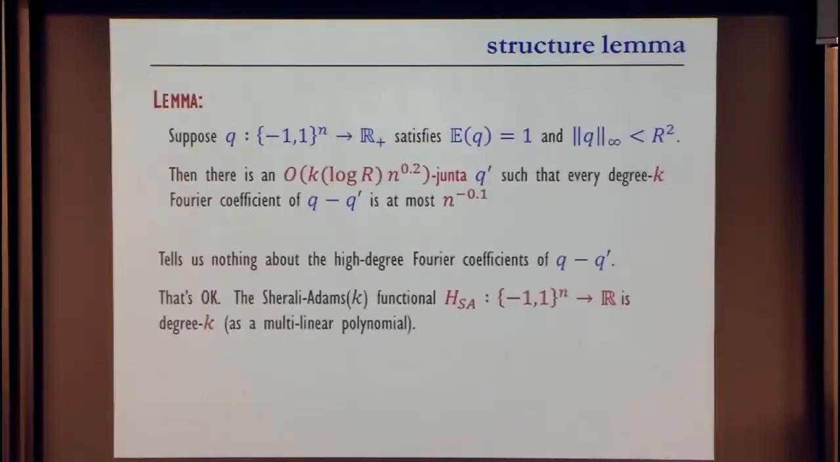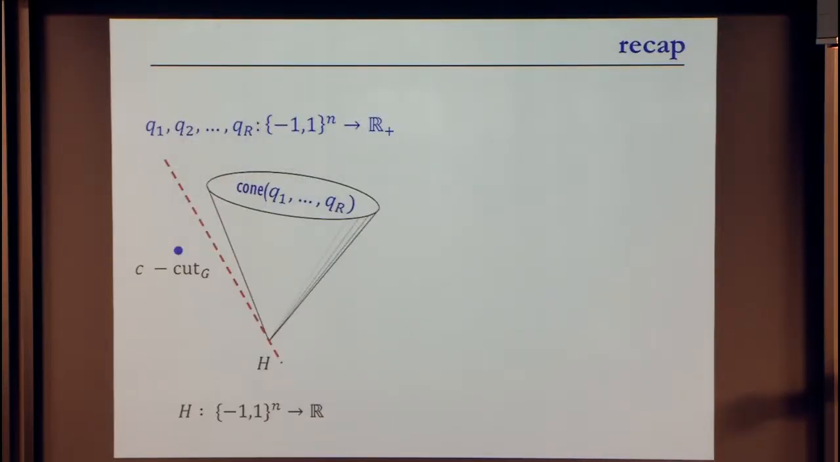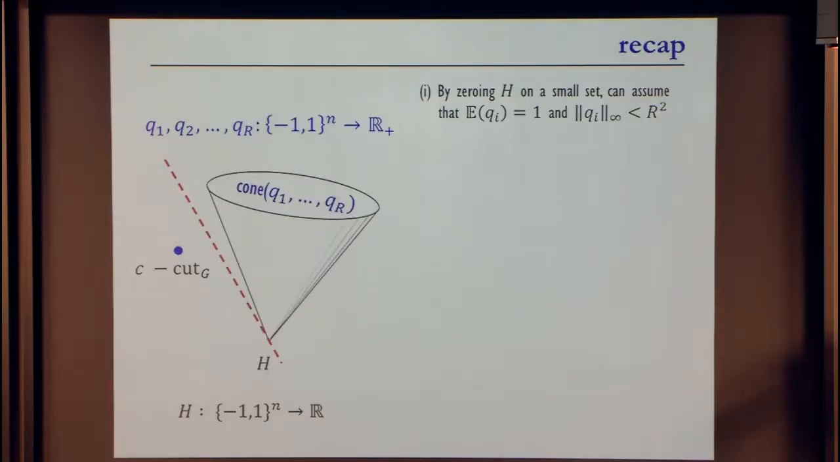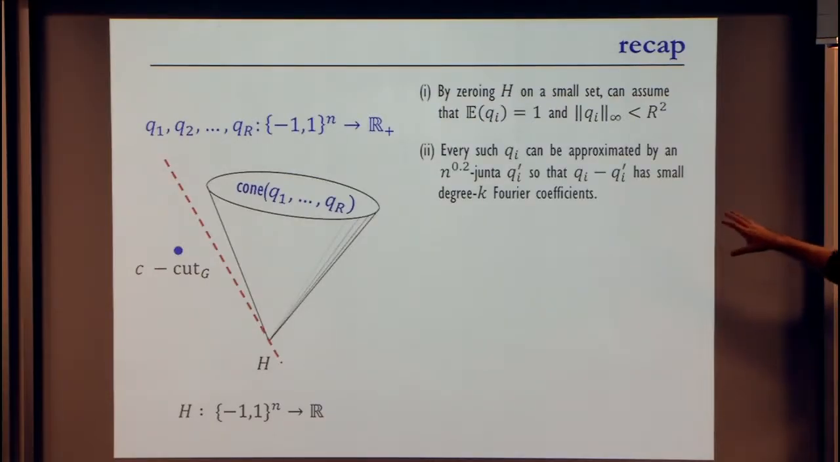All right, so that's the proof. Let me just recap. So here's the basic idea again. By zeroing out on some small measure of the space, we can assume that all the functions are bounded. Now, every such bounded function can be approximated by an n to the 0.2 junta in the low degree sense. So the low degree part of qi and qi prime are small.